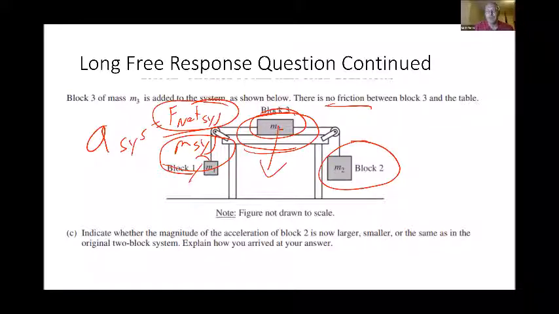So we got another chat answer. Let's see what we got here. So it decreases. Exactly. So our answer here, smaller. And the reason it's smaller is because since the net force acting on the system didn't change, but the mass increased, the acceleration of the system is therefore less, smaller. All right, so that's C. Any questions on that one for me?